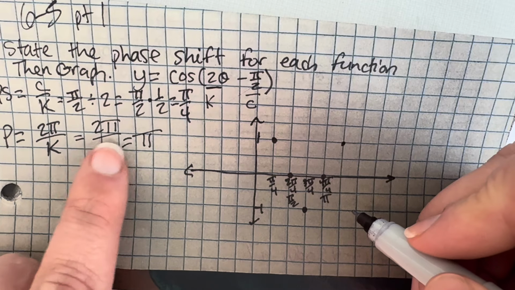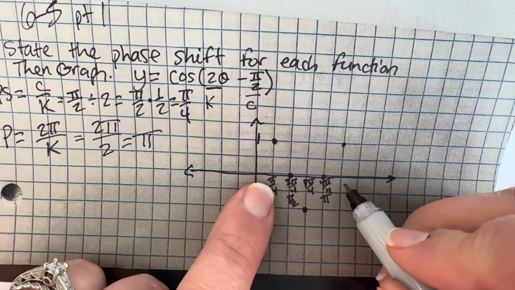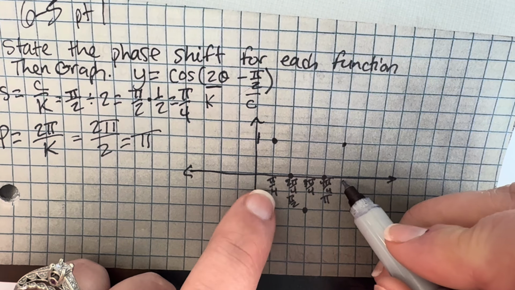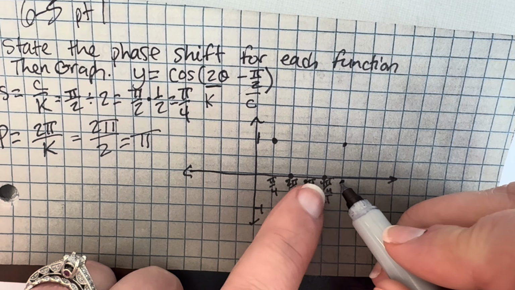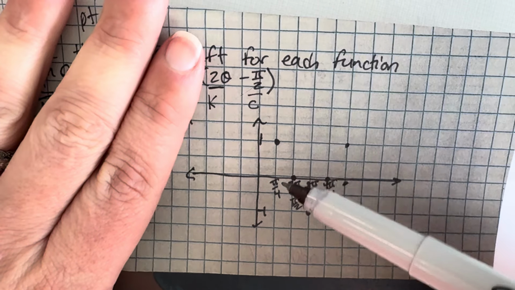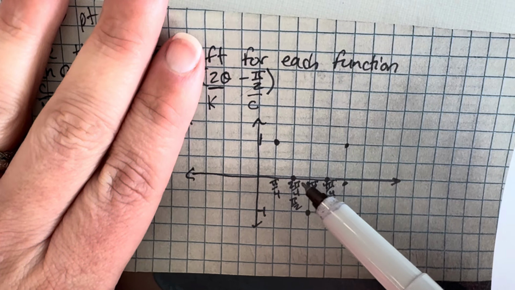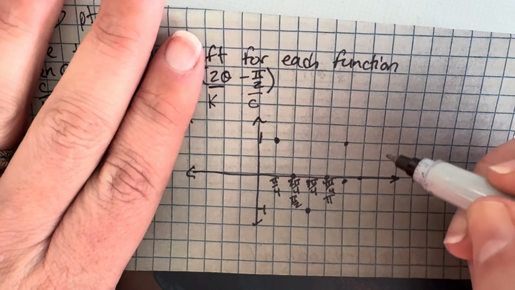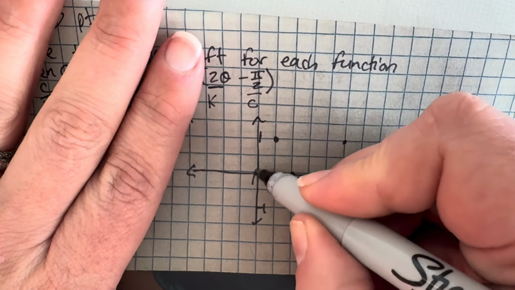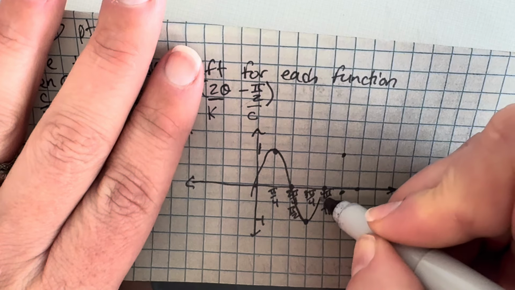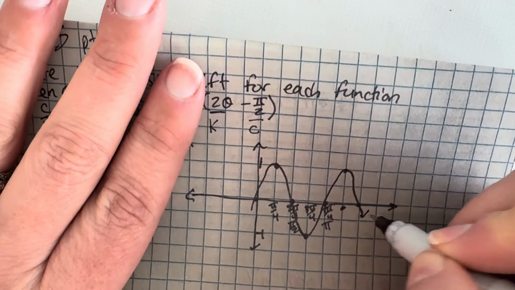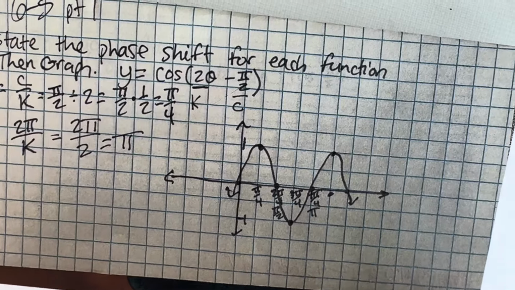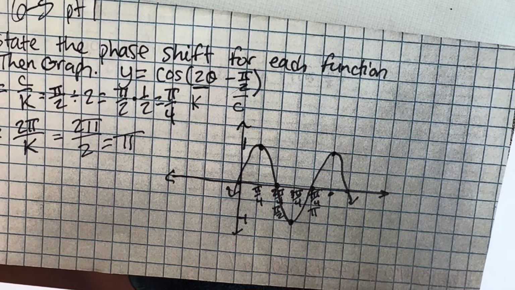We said that our period needs to happen in pi units. So if we go from here to here, that's 1 pi, 2 pi, 3 pi, well, this right here, 1 pi, 2 pi, 3 pi, 4 pi, and that's 4 pi units there. All right, so just making sure that your period actually fits in with your phase shift, because that is an important part of that.